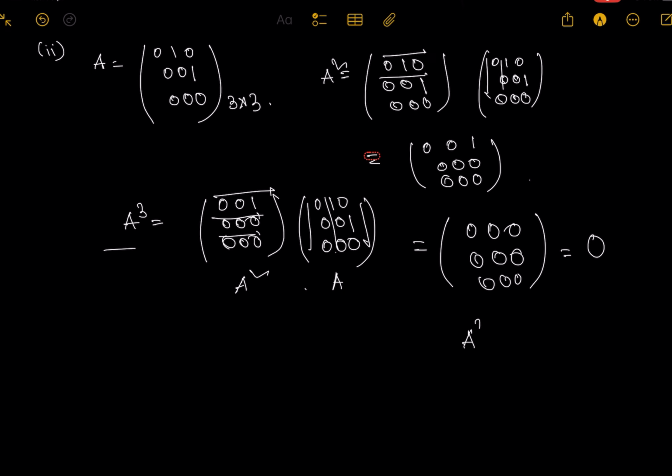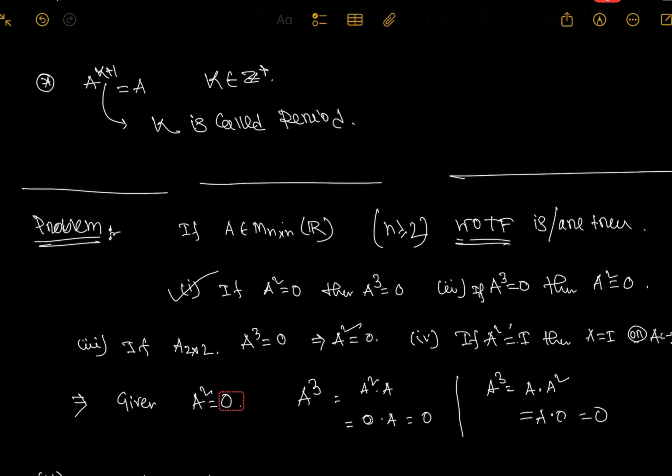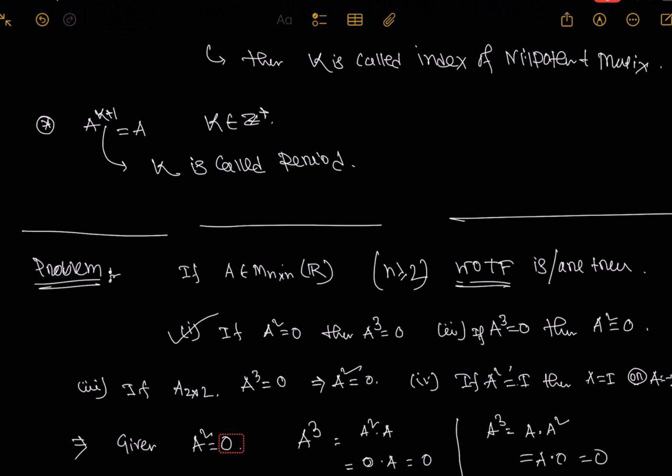So A cube is 0, but here how do we calculate that? This is A square, this is A square. A cube is 0, but A is not equal to 0, and A square is also not equal to 0. So the second case is also false. Similarly, you should try the same type of example for the others. This is false, this is also false. Why is this false?